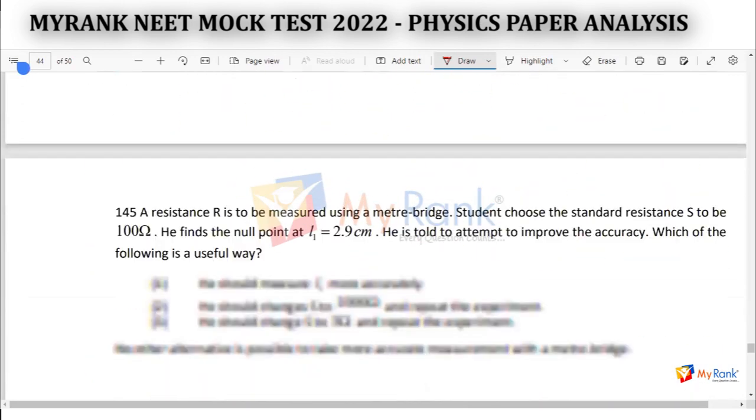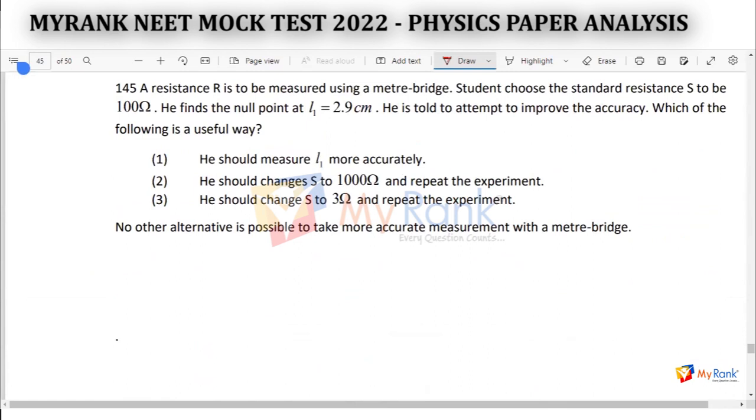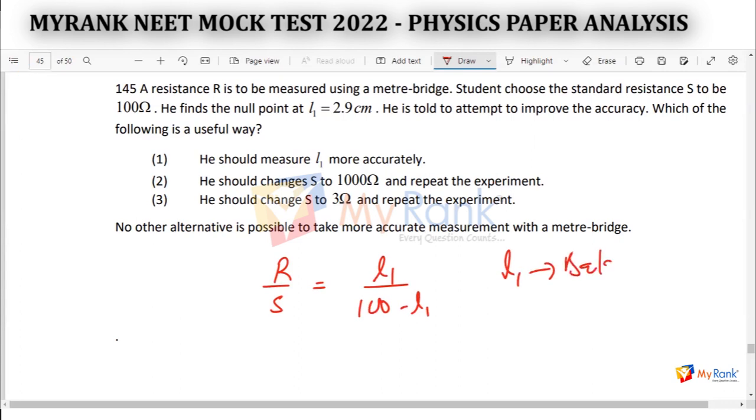Right? And next, resistance R is to be measured using a meter bridge. Right, a student chooses the standard resistance S to be 100 ohm. He finds the null point at L1 equal to 2.9 centimeters. He is told to attempt to improve the accuracy. Which of the following is a useful way? You should measure L1 more. So first of all, balancing condition is there for L1. So if you are applying this equation, R by S is which one, which balancing condition, students? Okay, L1 by 100 minus L1, where L1 is nothing but the balancing length, as you know.